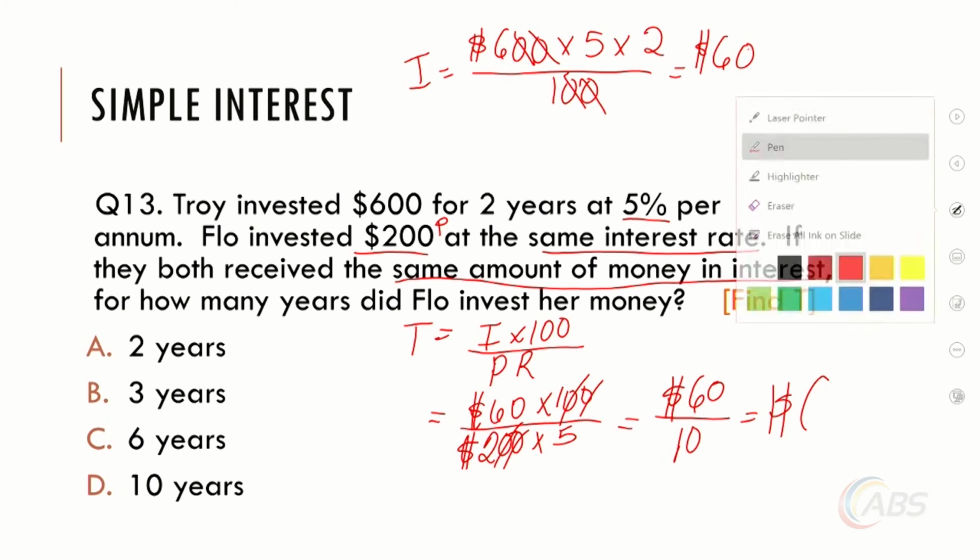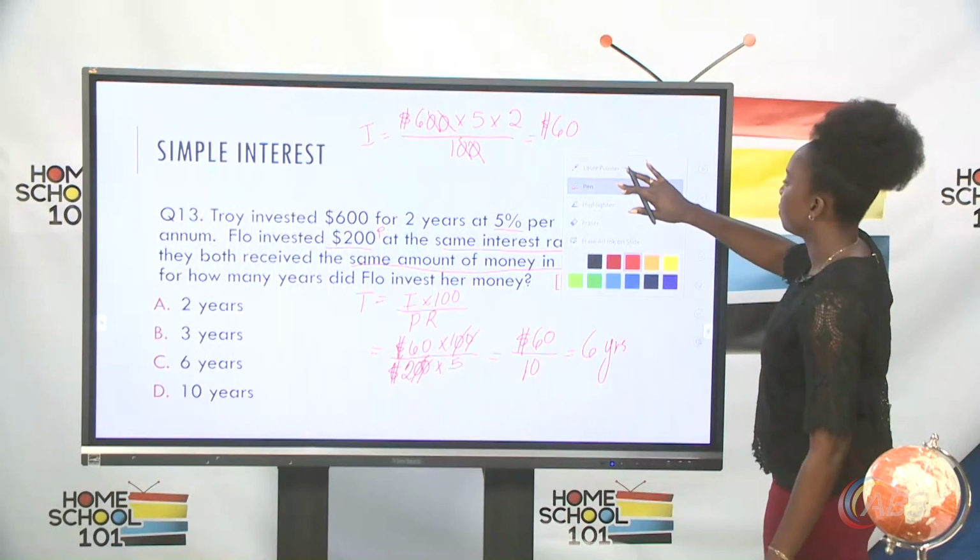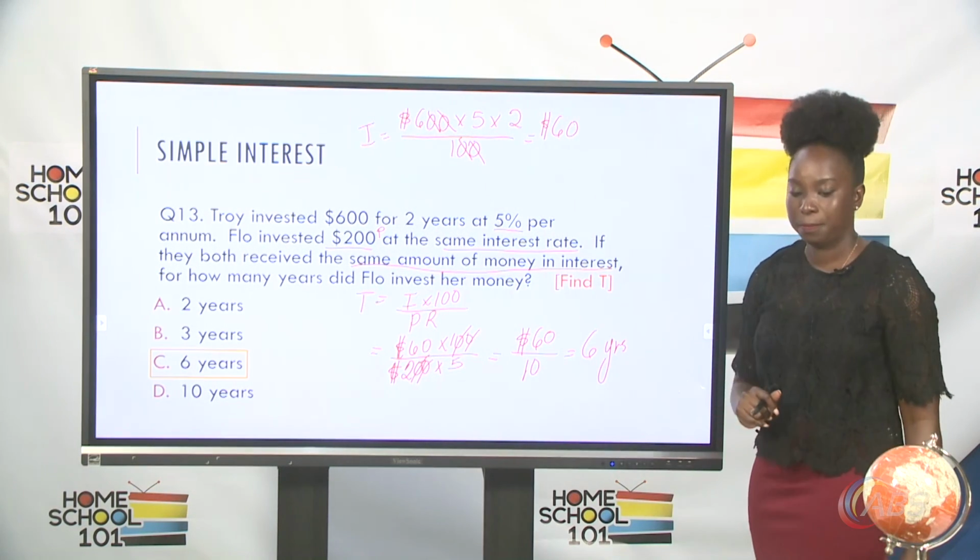Oops, sorry, that's not money. Eraser. We know that that is 6 years. Okay?